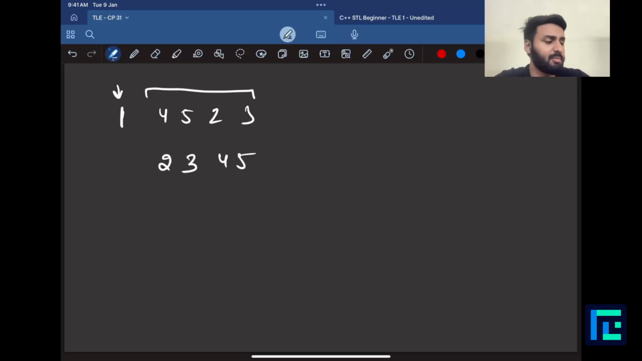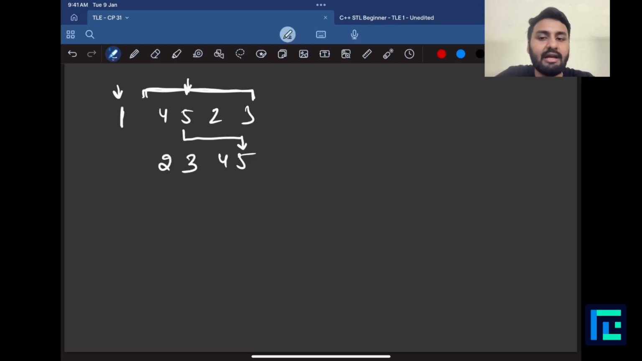Let's go one by one. If I talk about 5, then 5 essentially wants to move from the second position to the last position. This is 5's target. Now, why am I taking 5? You will ask. The reason is that 5 is the largest number in this range I just marked off.